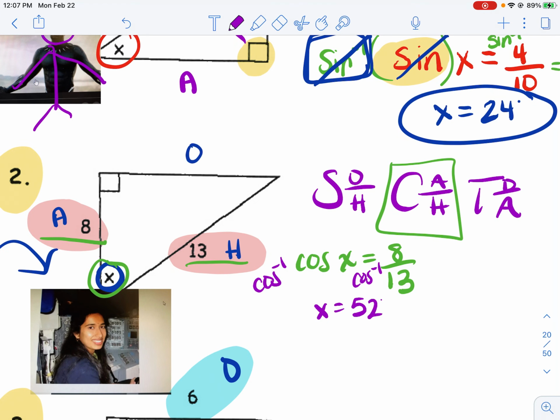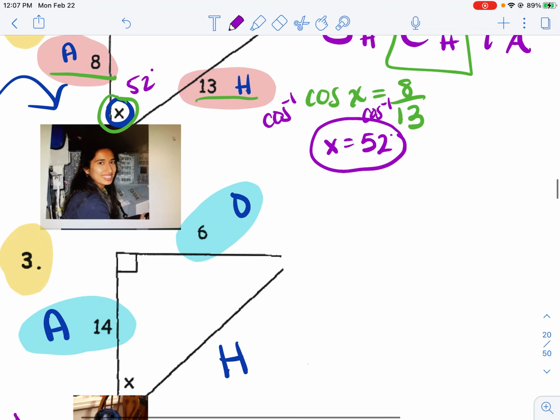So again, does that angle make sense, 52 degrees? If you have anything bigger than 90, anything negative, or 0, you did something wrong. Okay? All right, let's try one on your own, guys.